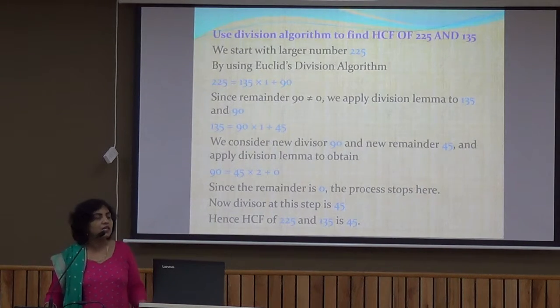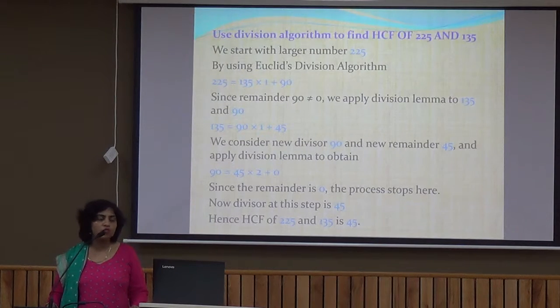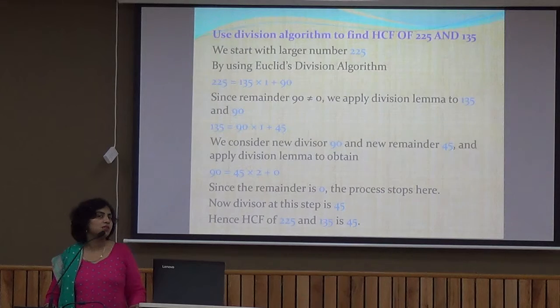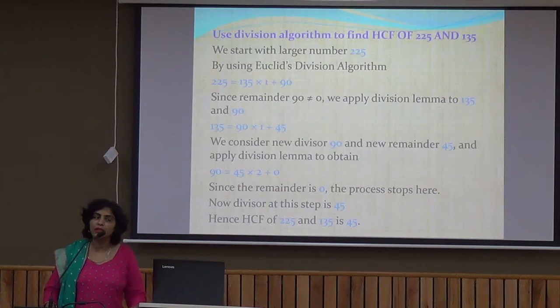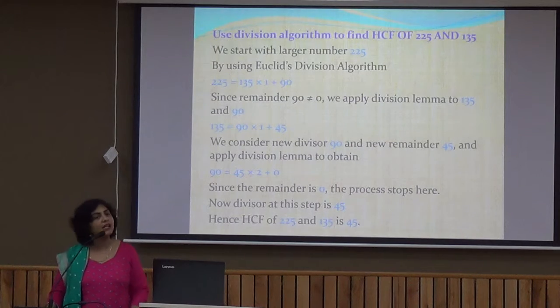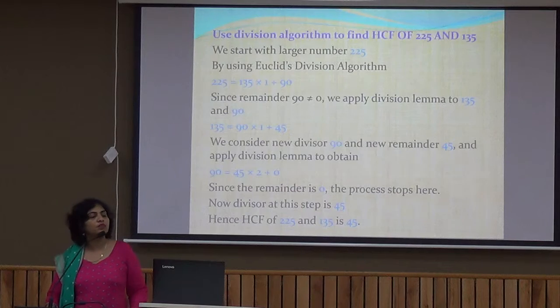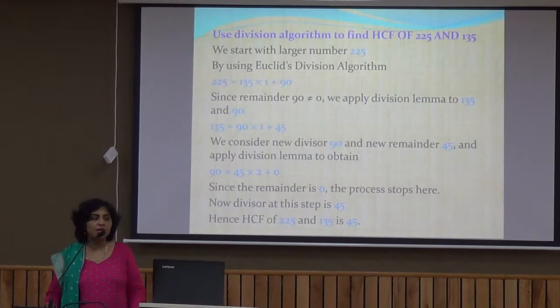So we get 90 as 45 into 2 plus 0. Here the quotient is 2 and the remainder is 0. Our process stops as we get remainder as 0, and the divisor at this step is 45. So the HCF of the given numbers 225 and 135 is 45.